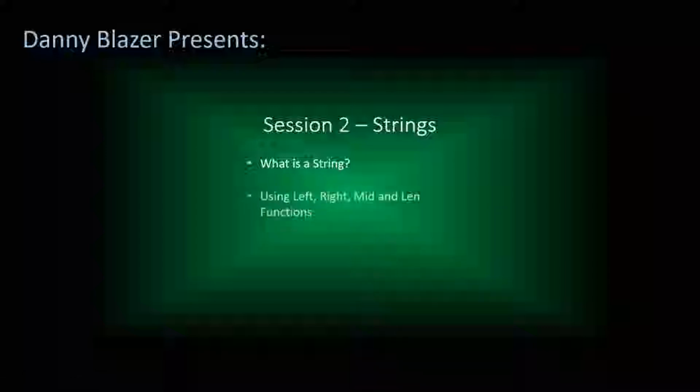So today we're going to look at session 2, which is about strings. What we're going to do is look at a few things. First, what is a string? We're going to see the actual definition of that and how it compares to different data types in VBA. Then we're going to use some very common, useful functions: Left, Right, Mid, and Len. Then we're going to refer to other data types as a string to look into data type conversion.